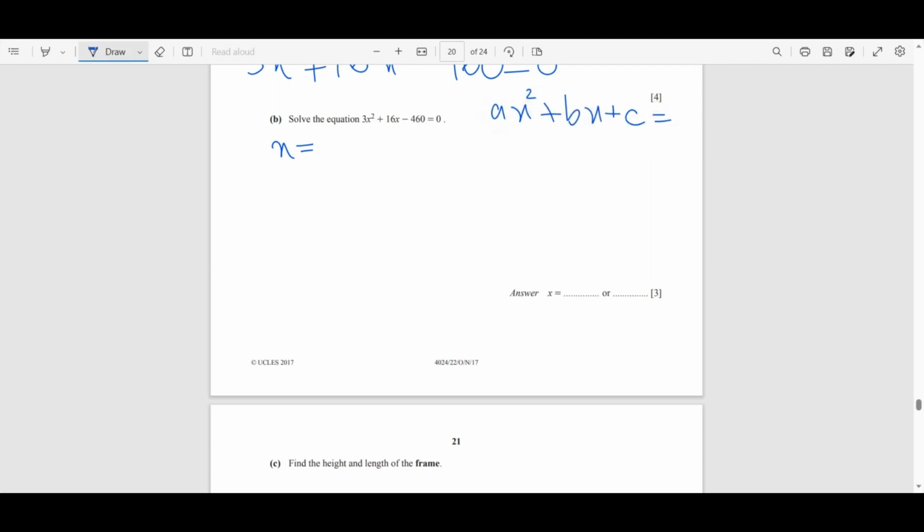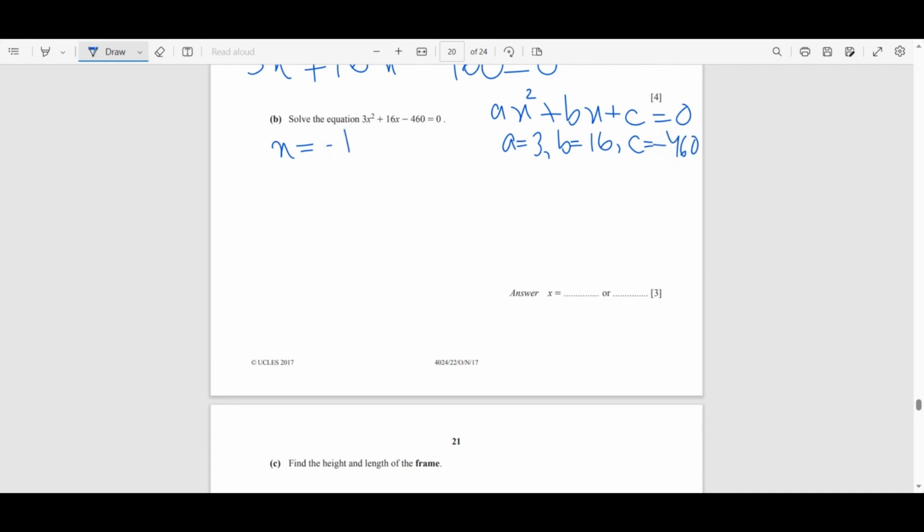This is the general form. So my coefficient of x squared is a, so my a is 3. Coefficient of x is b, so my b is 16. The constant number is c, so it's negative 460. Be careful of the signs.